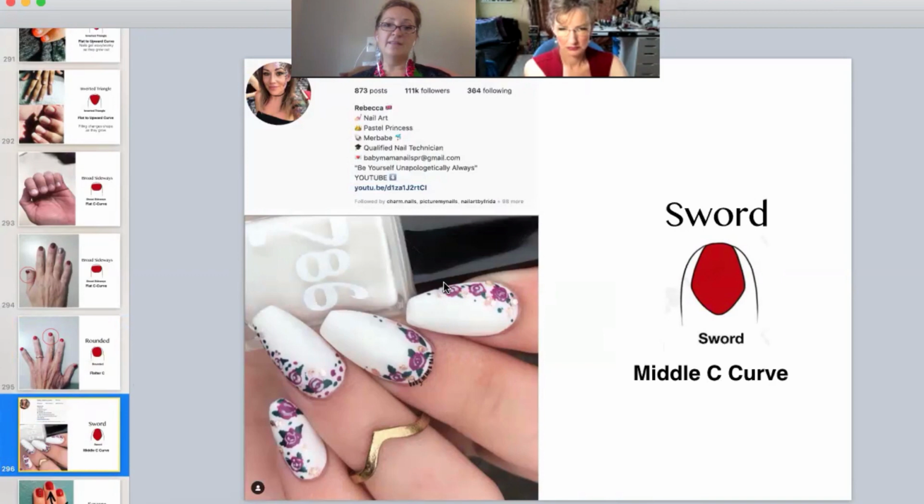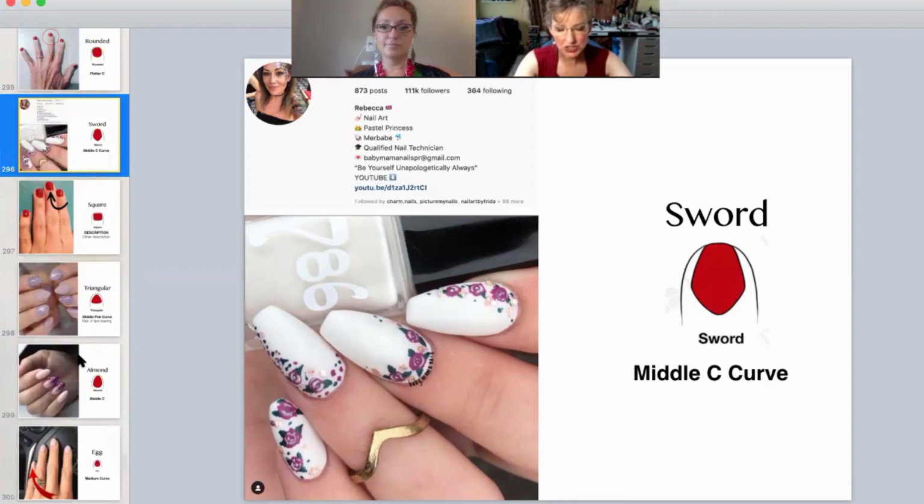And then it tapers up and then has that little foot. So that is sword. Hers, we don't really know what her actual C curve is because she has acrylics. I feel like she's just going to be one of these round ones, especially because it's her C curve line. I mean, she's heading towards ballerina. I think that's what she's trying to do. But it's not quite, anyway.